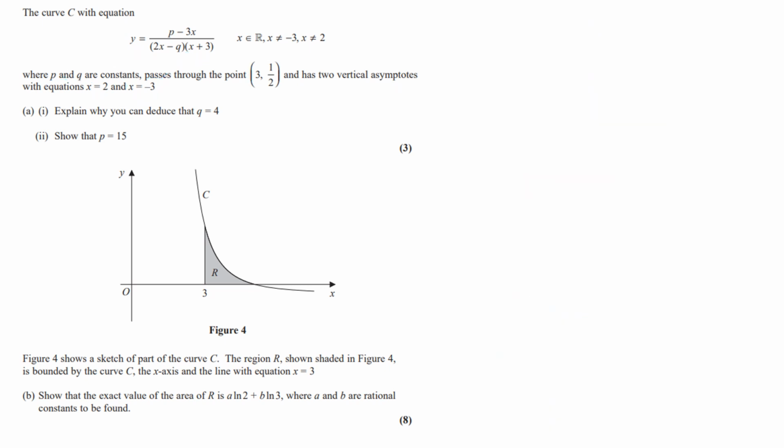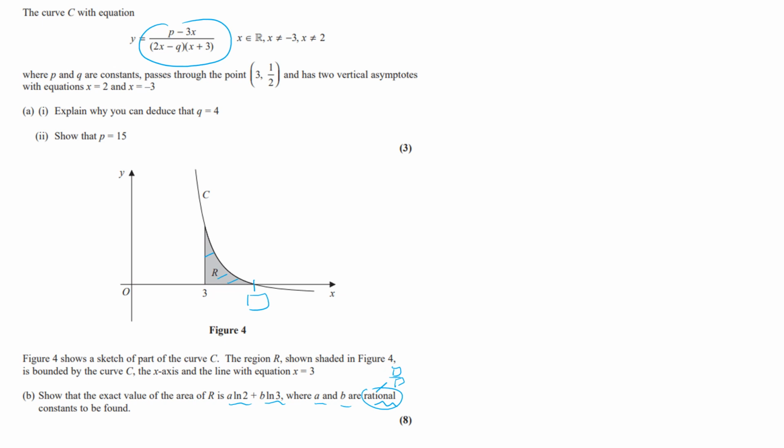In part C, we're being asked to show that the area of R is A ln 2 plus B ln 3. And A and B, we are told, are rational, which is a clue that we are going to be looking for fractions. If it says integers, you're looking for a whole number, but when it says rational, you're usually looking for fractions. So what we're going to do is integrate between 3 and the upper limit that we don't know, feeding in this function and integrating to find the area under the curve.